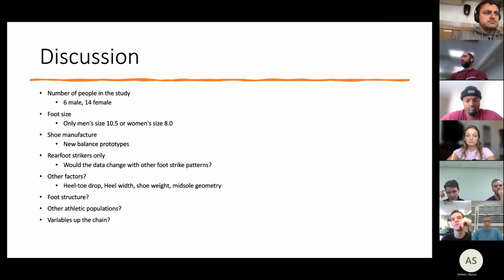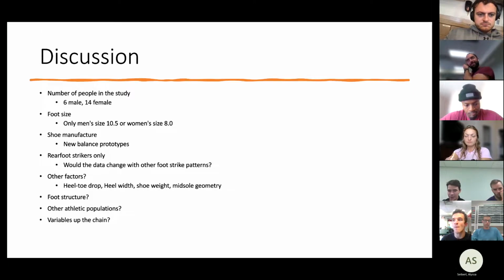And then, like I said, the other factors as far as the shoe manufacturer: things like heel toe drop, heel width, shoe weight, midsole geometry, how all those can affect your foot kinematics as well as the impact peaks. And then looking at other things like foot structure, other running athletic populations just outside of runners, and any variables up the chain.